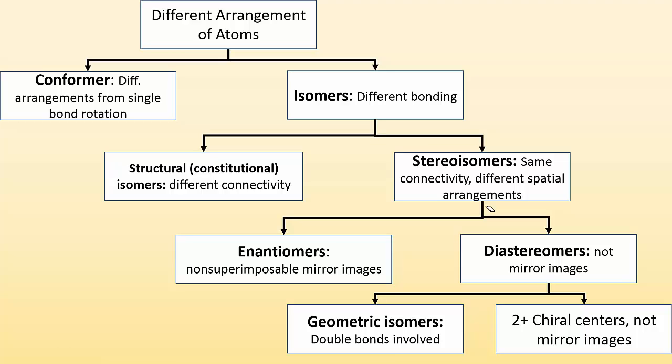All right, so here's a big chart that's probably going to overwhelm you. I'm going to walk you through it. So this is all about isomers and stuff. Are they isomers? What kind of isomers are they? So it has to do with different arrangement of atoms.